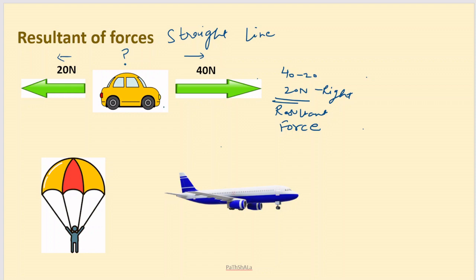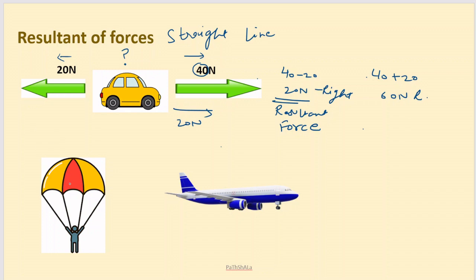What if the two forces were acting in the same direction, 40 Newtons and 20 Newtons? So the net force will be 40 plus 20, which is 60 Newtons towards the right. Why? Because both the forces are acting in the same direction. The size of the arrow actually determines the magnitude of the force. The greater the magnitude, the bigger the arrow.